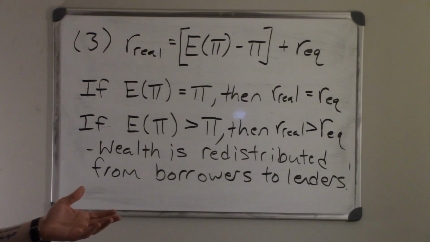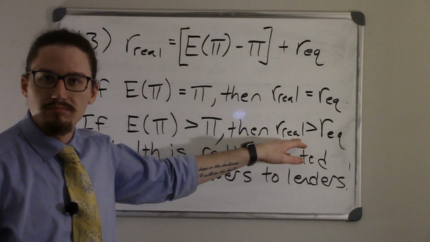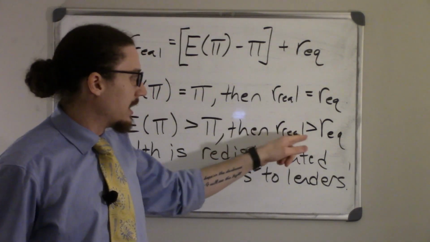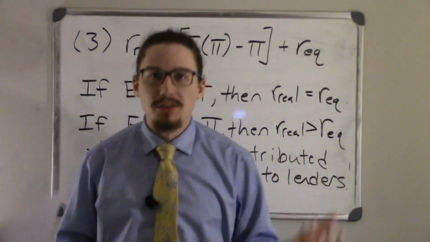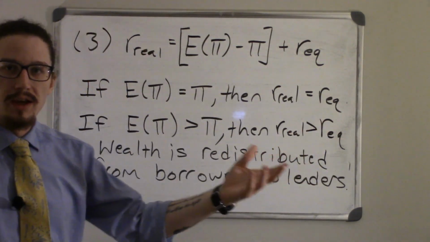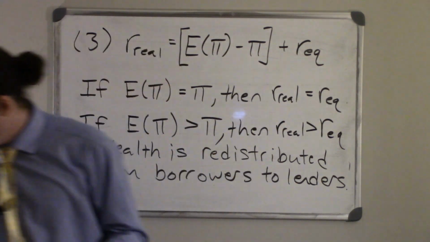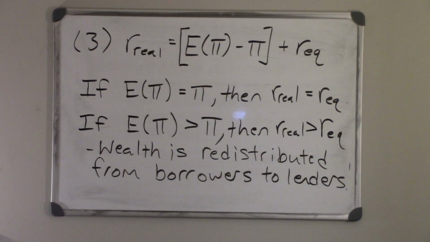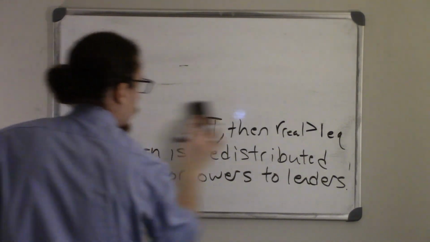Right? Because now the real rate that the consumer, the borrower, is actually paying is greater than that equilibrium rate, the rate that they thought they were agreeing to at the beginning. So the borrower is paying more than they thought they would be, and the lender is receiving more than they thought they would be. That is where we see that wealth redistribution.